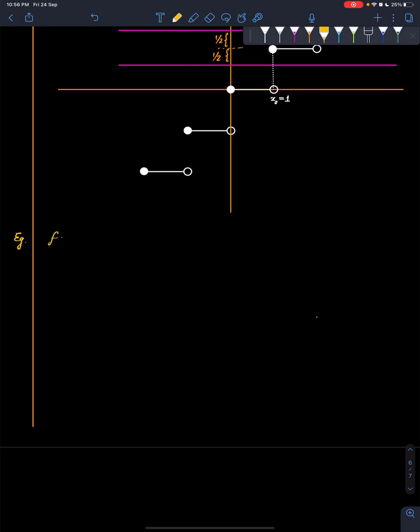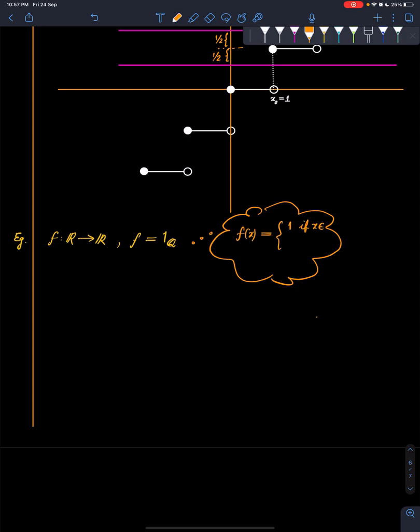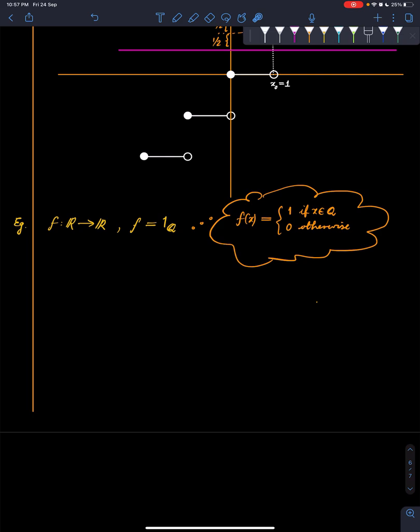So suppose I consider this function f from R to R, which is defined as f equals characteristic function of Q. So what does that mean? Let me expand on what this means. This means that f of x equals 1 if x is in Q, and 0 otherwise. So that is what is meant by the characteristic function of Q. So it basically detects which points are in Q and which are not.